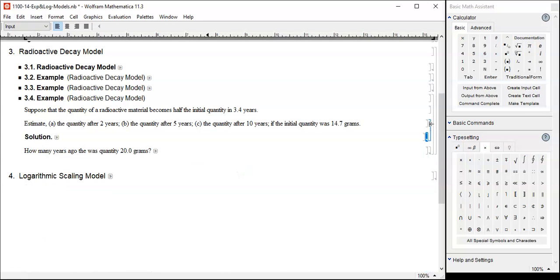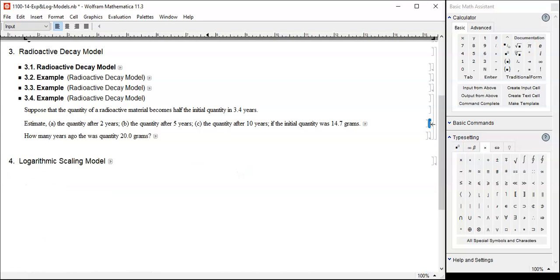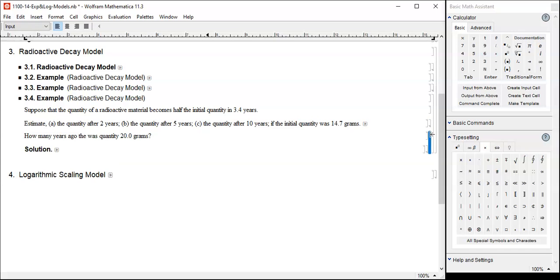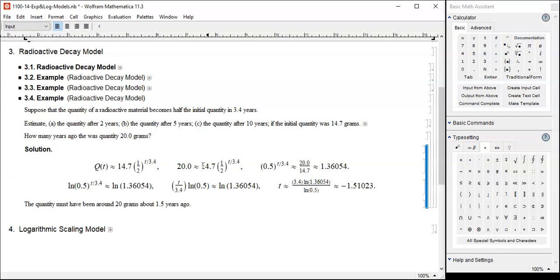How many years ago was the quantity 20.0 grams? So set up an equation, and you're going to get a negative t value. You see, this was the model, right? And then this is 20. So we have the second line. That's the equation to solve. Isolate the exponential and then take the logarithm.